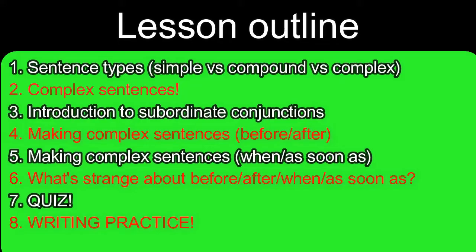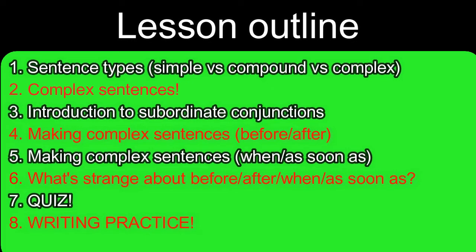Let's look at the lesson outline for lesson 4. First, we will look at the sentence types: simple, compound, and complex. We're going to compare them. And number 2, we will look at complex sentences in more detail. Number 3, I will introduce you to subordinate conjunctions. We've talked a lot about coordinating conjunctions, the fanboys, but now it's time to look at the subordinate conjunctions.